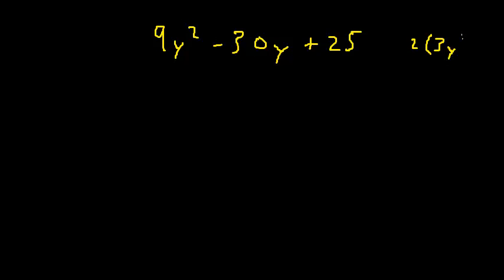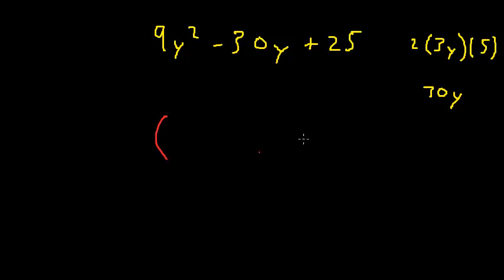We'll factor one more. We'll do 9y squared minus 30y plus 25. So we have to verify if this is a perfect square trinomial. The first term is a perfect square. The last term is a perfect square. They are both positive. My middle term should be 2 times the square root of my first term, 3y, times the square root of my last term, 5. So 2 times 3y times 5 gives me 30y. So indeed my middle term matches up, and this is a perfect square trinomial.